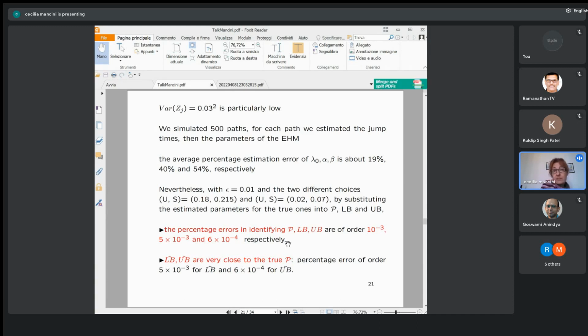So it seems a reasonably low estimation error. In particular, the estimated lower bound and upper bound are very close to the true probability. The percentage error is about, again, of the order 10 to the power minus 3.